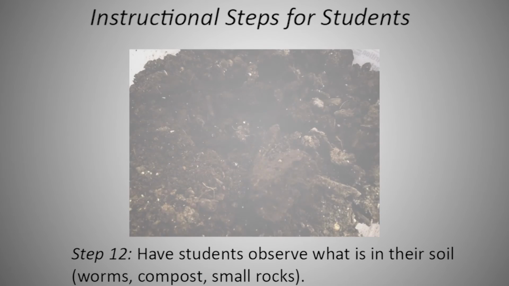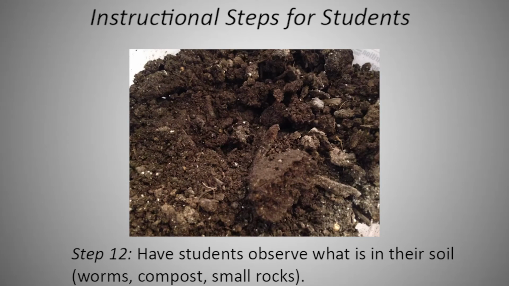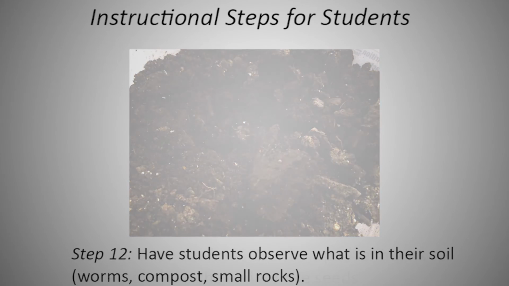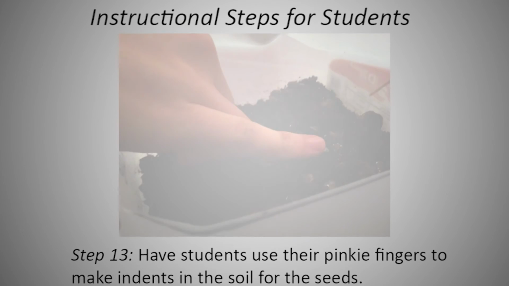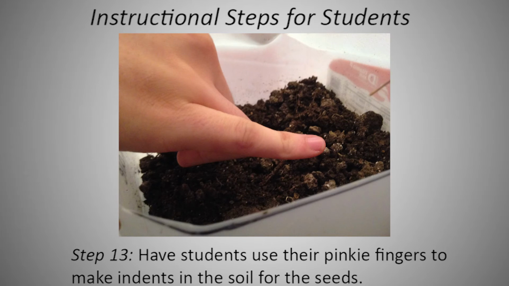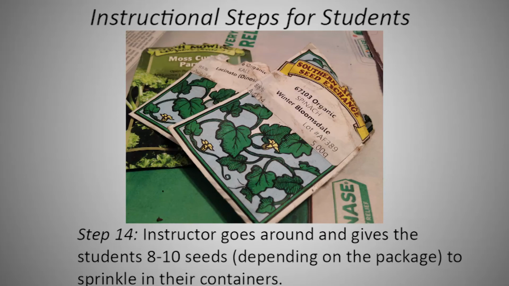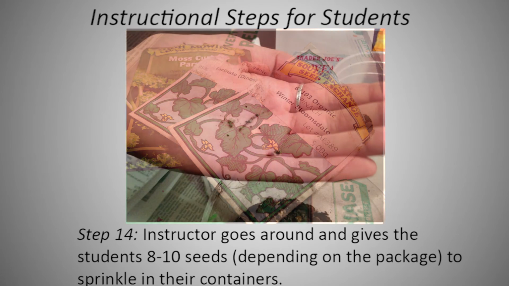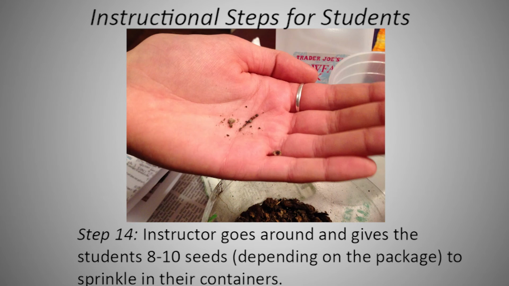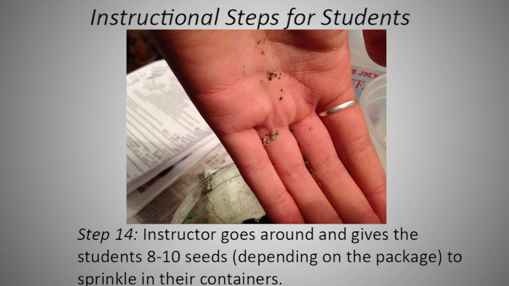Step 12. Have students observe what is in their soil: worms, compost, small rocks. Step 13. Have students use their pinky fingers to make indents in the soil for the seeds. Step 14. Instructor goes around and gives the students 8 to 10 seeds, depending on the package, to sprinkle in their containers.